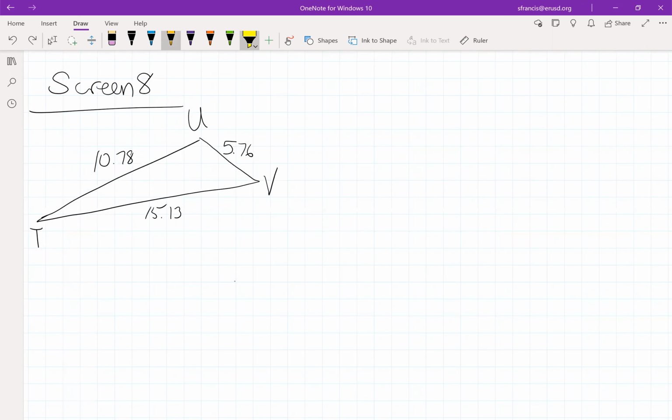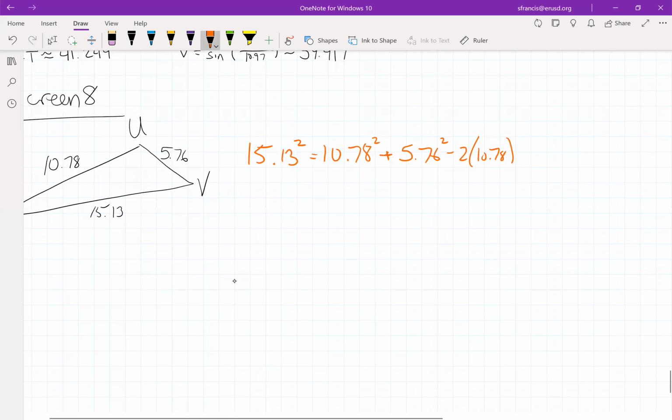Whoops, I need to change the color. Let's see, 15.13 squared will be equal to 10.78 squared plus 5.76 squared minus 2 times 10.78 times 5.76 times the cosine of angle U. I'm going to jump ahead, ladies and gentlemen, to the value of angle U. It should be capital.